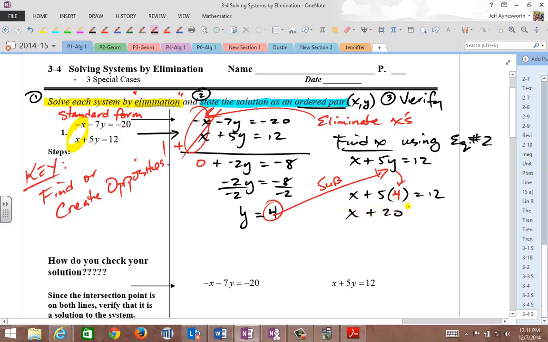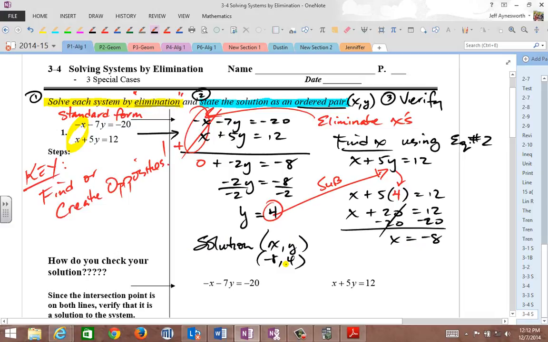We have x plus 20, 5 times 4 is 20, equals 12. Subtract 20, and we get x is equal to negative 8. So as a solution here to the system, it's always x comma y, and in this case we have negative 8 comma 4.